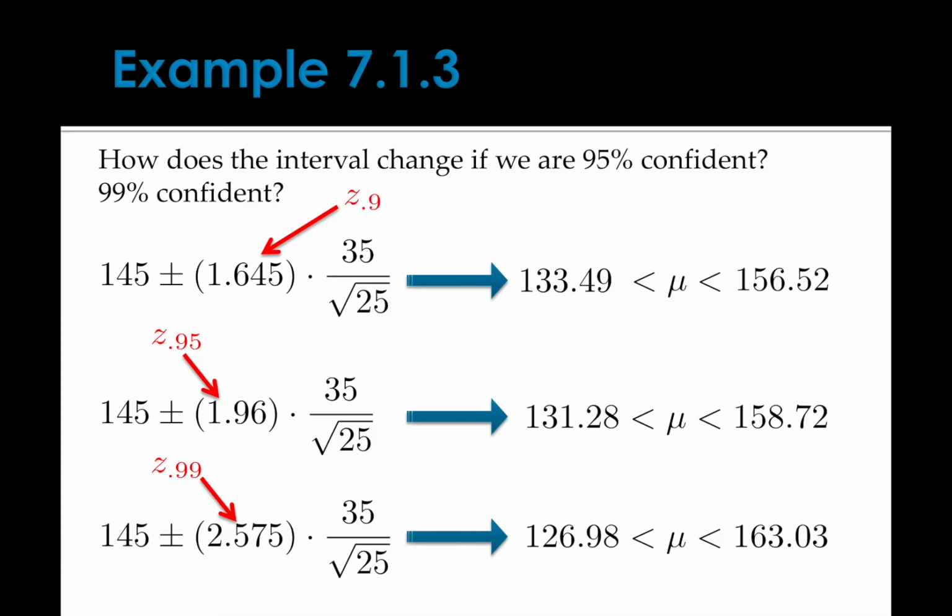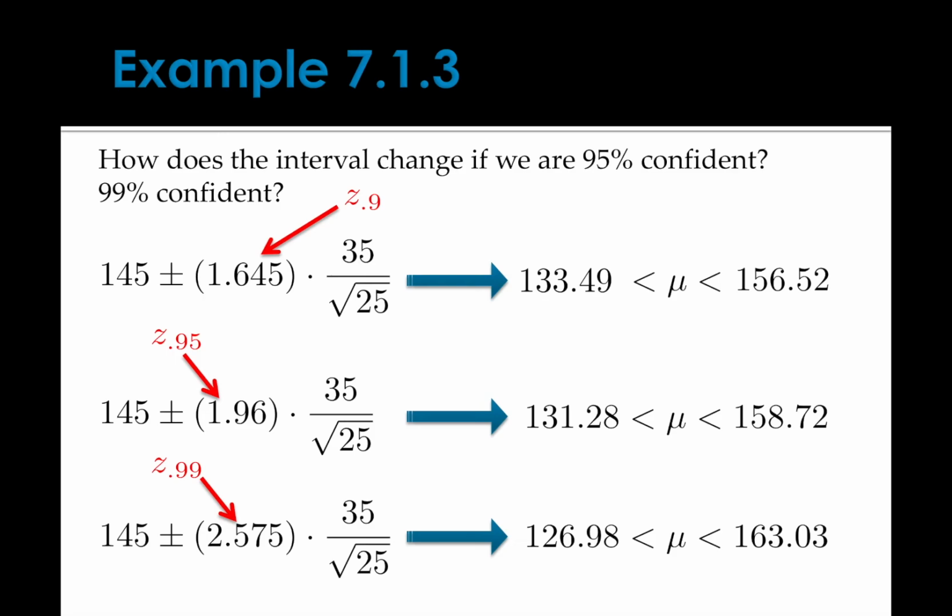Okay, so let's just pay attention to what's happening to that interval as we get more and more confident about our interval. All right, so notice the lower values, the left-hand values of those intervals, 133.49, 131, 126, okay? Those numbers are getting lower, and at the same time, the right-hand numbers, 156, 158, 163, those numbers are getting bigger. So like I said earlier, if you want to be more confident that you're actually catching the true population mean, you have to use a wider net. Okay, so the more confident that we get, the wider our interval gets.